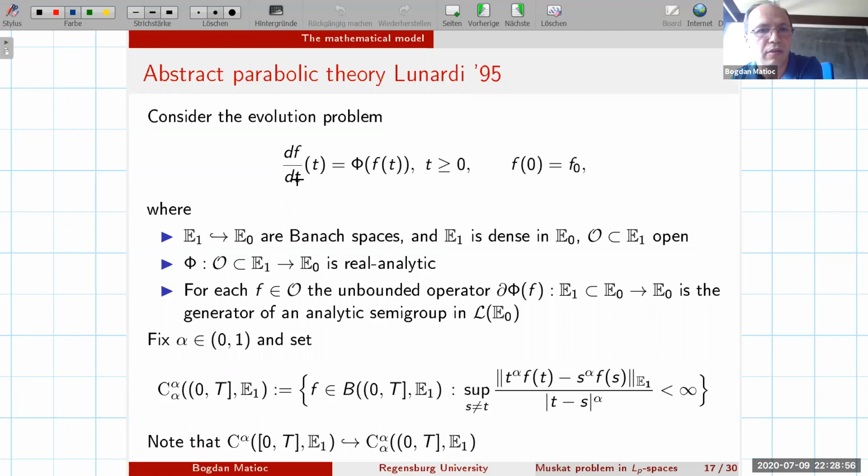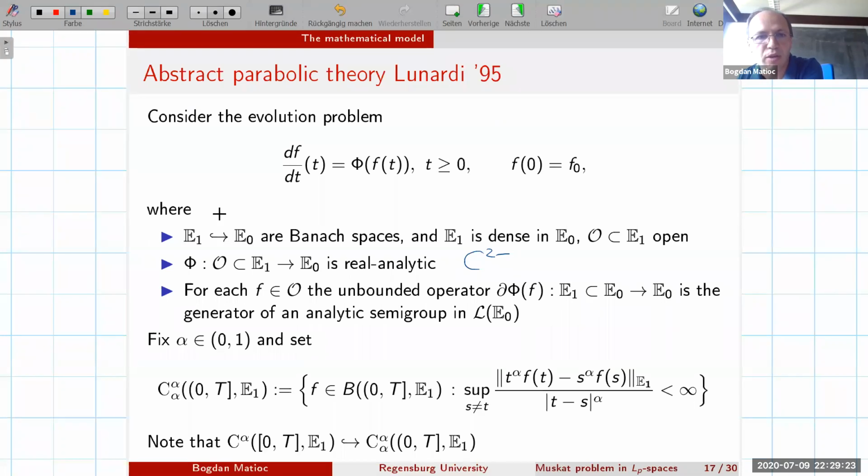The time derivative of f equals a nonlinear operator phi evaluated at f(t), where phi is defined on an open subset of a Banach space E1 and is real analytic with values in a Banach space E0. C^{2-} regularity would be enough here. And E1 is densely embedded in E0. These are both Banach spaces.